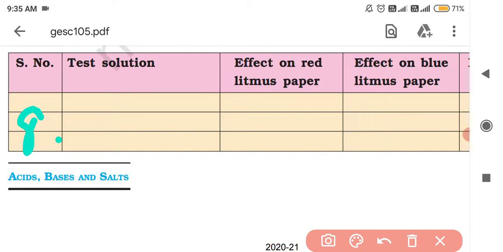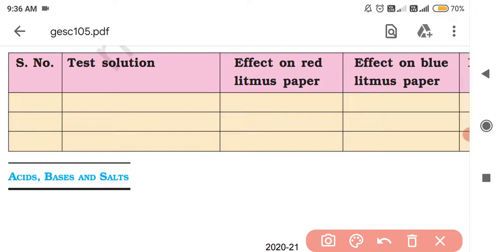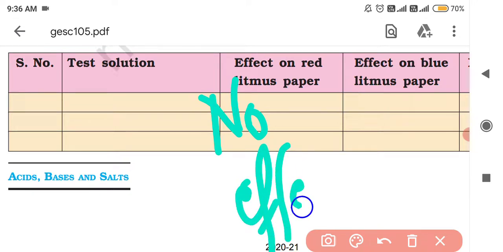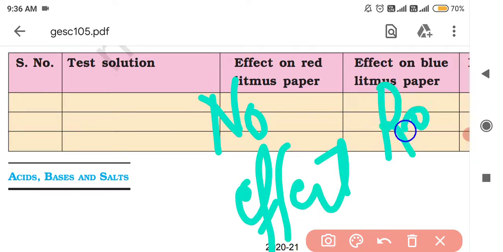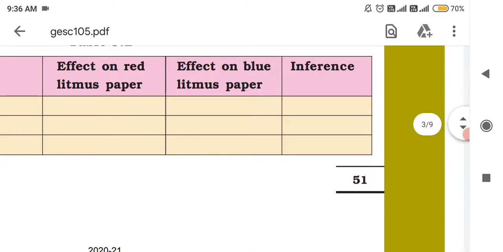Next, number 8, is vinegar. Yes, vinegar. What is the nature of vinegar? It is acidic. Okay, and what is the effect on red litmus paper? Is there any effect on red litmus paper? No, no effect. But on blue litmus paper the color will change to red. Okay, and what is the inference? It is acidic.